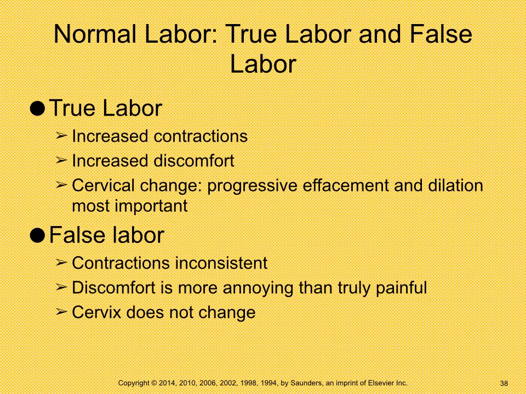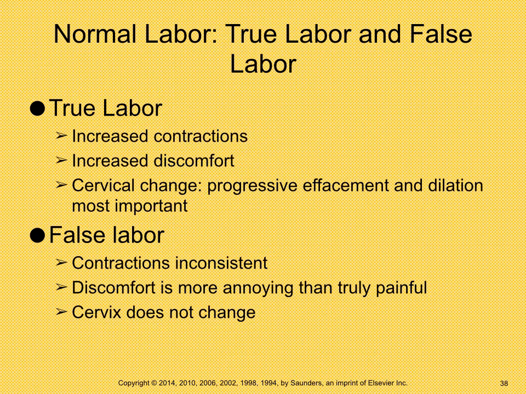True labor versus false labor. True labor would be increased contractions. We know that they're rhythmic, like the waves in the ocean, right? They go forward, they come back. They produce increased discomfort, so they build on each other. They start mild, they become more moderate, and then they become strong. Cervical changes, progressive effacement, and dilation are the most important components of true labor.